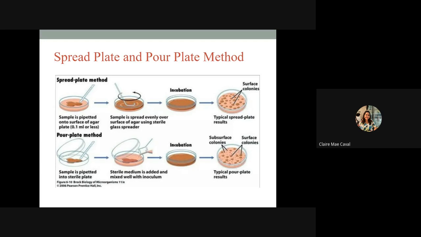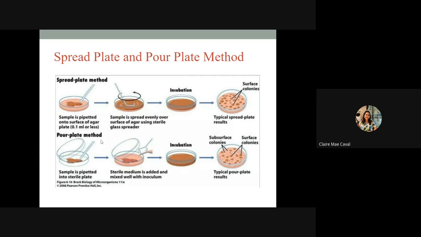So again, for the spread plate method, you have to prepare the culture medium first. You let it solidify. Once it's solidified, you add 0.1 ml of sample, and then you spread evenly over the surface of agar using a sterile glass spreader. Okay? And then after, you incubate at 35 degrees Celsius for 48 hours, or that's 2 days. Of course, in an inverted position. And after incubation, you'll be able to observe surface colonies.